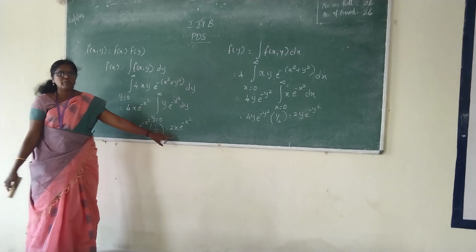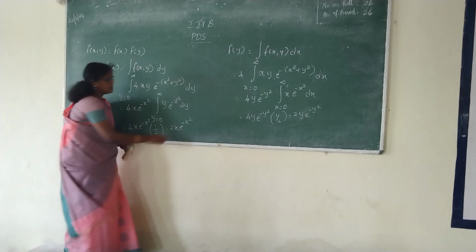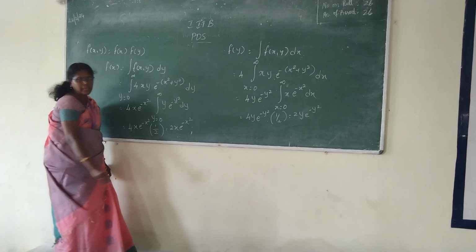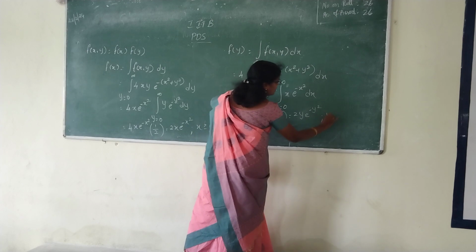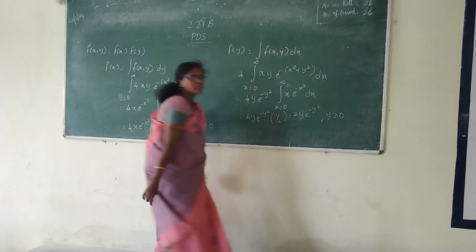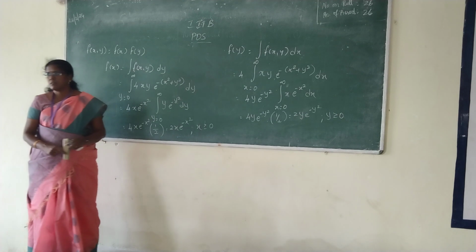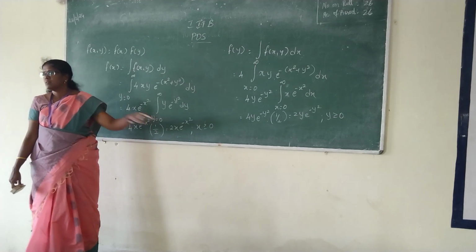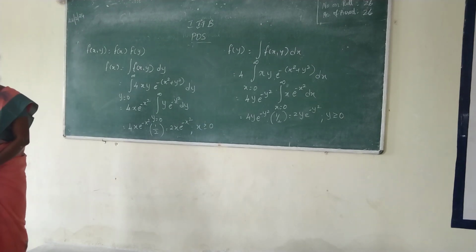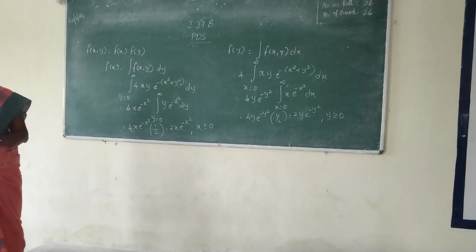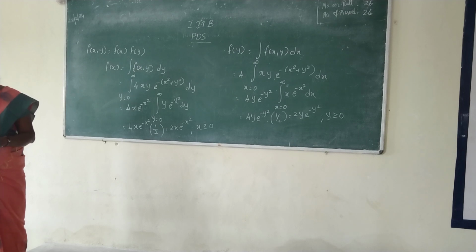So can you tell me what is the limit value for x here now? 0 to infinity, so x greater than or equal to 0. What is the limit value for y? y greater than or equal to 0. Now you have to check your independence. Multiply f(x) into f(y) and check what answer you are getting. Multiply: 4xy e power minus x square into e power minus y square. Whether that is the same as f(x,y)? Yes or no? Same or different?